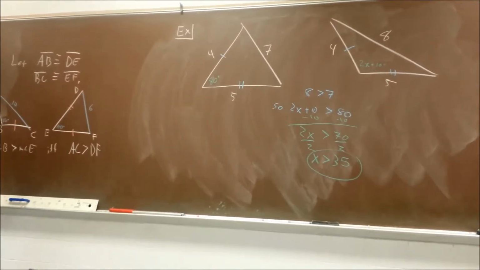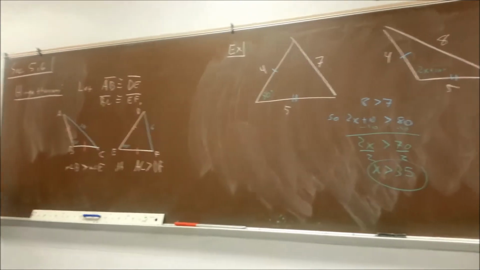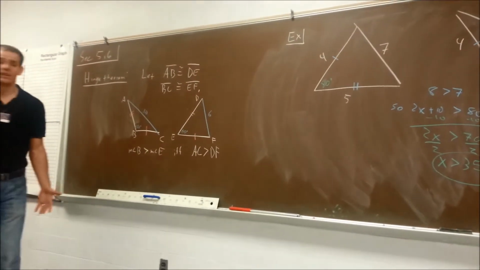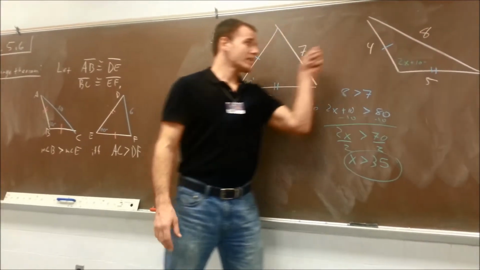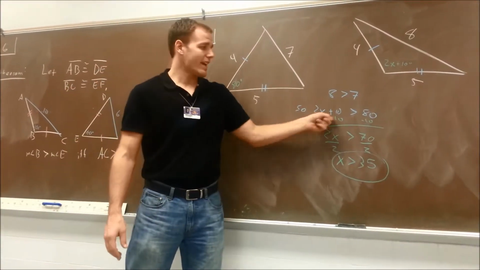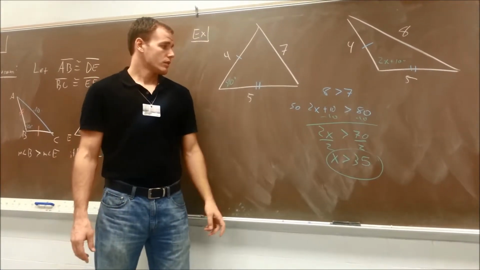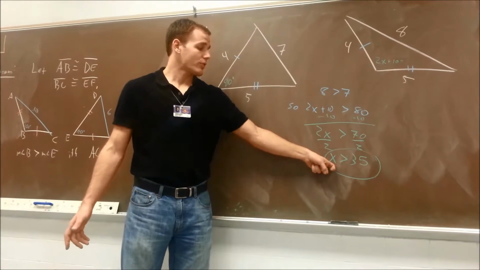Oh man, Mr. Kuhne, that's so hard. No, it's not. It's easy. The Hinge Theorem is easy. This side is bigger than this side, so this angle is bigger than this angle. So 2x plus 10 is bigger than 80. So that means x has to be bigger than 35.